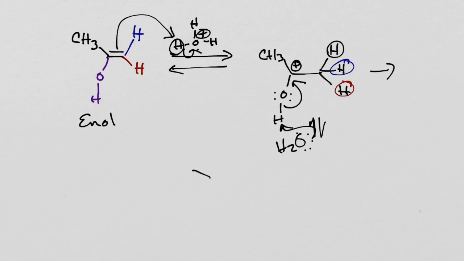How do I know my keto form is more stable? You could go through and do a calculation of your bond association energies, and you would find that the combination of the carbon-oxygen double bond and the carbon-hydrogen single bond is going to be stronger than the combination of the carbon-carbon double bond and the oxygen-hydrogen single bond. And so that is why we see a preference for this keto form.